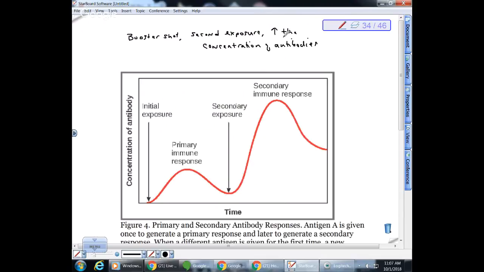Okay, I think I'm going to stop there for today, and we're going to finish the immune system on Monday. So we'll talk about allergies and autoimmune diseases.